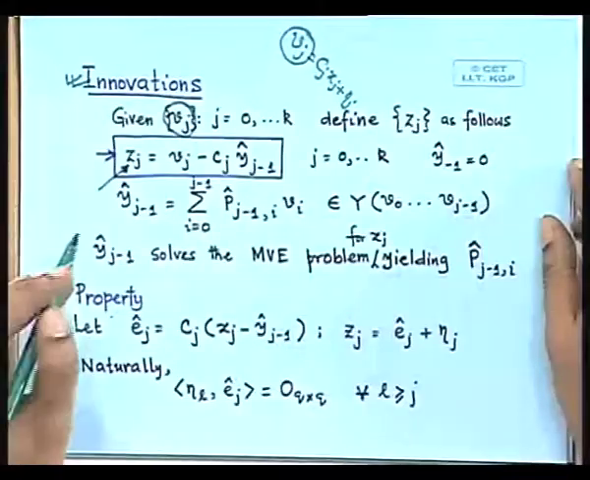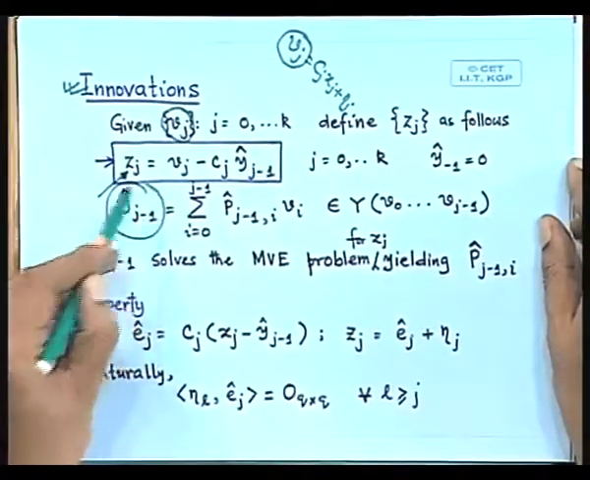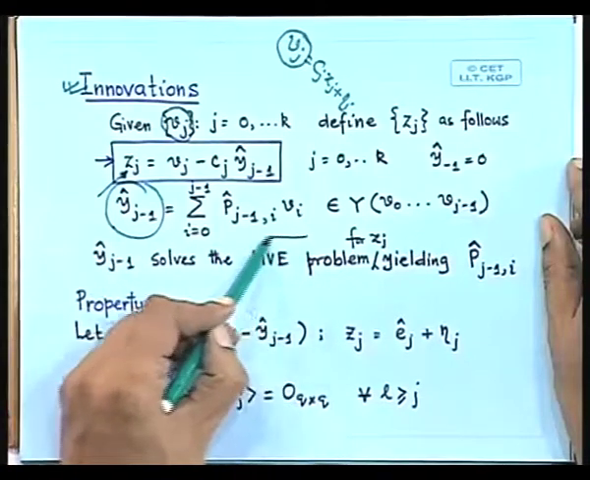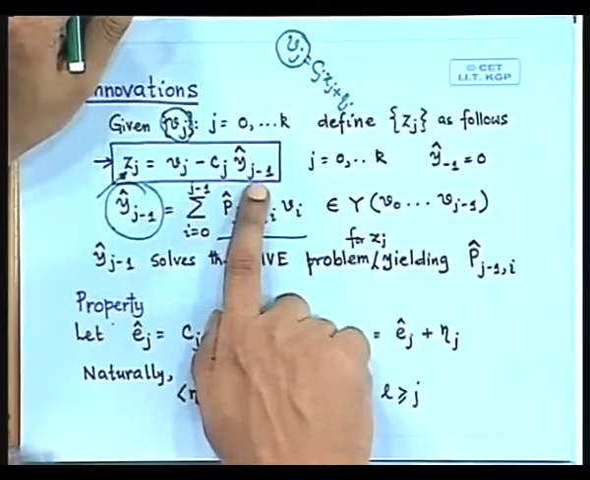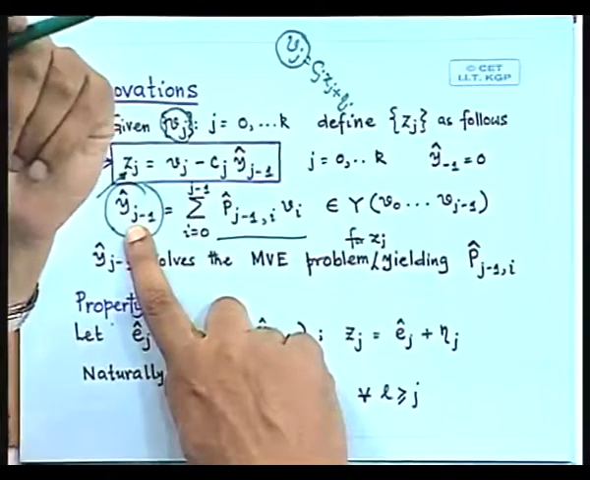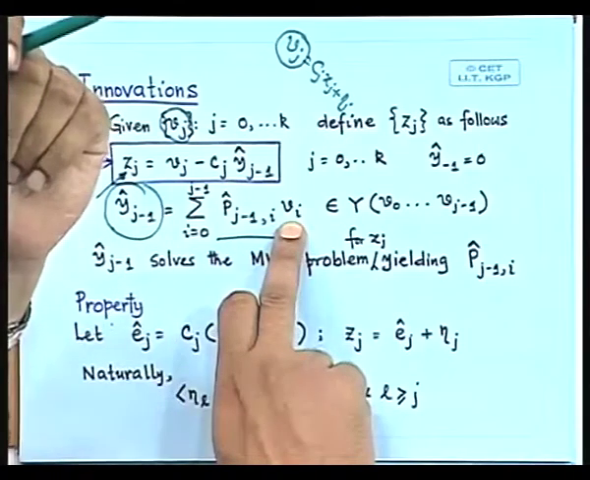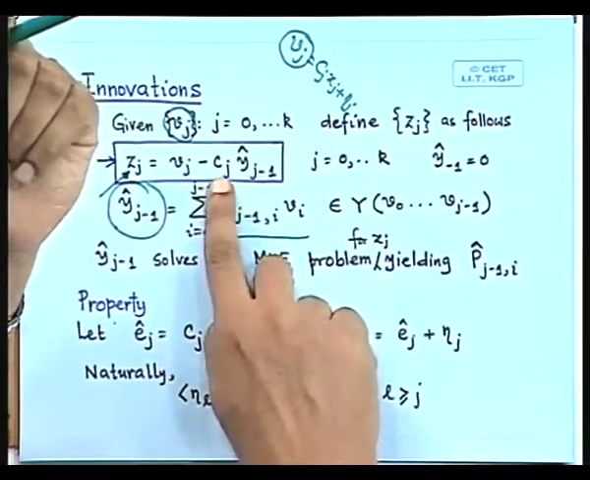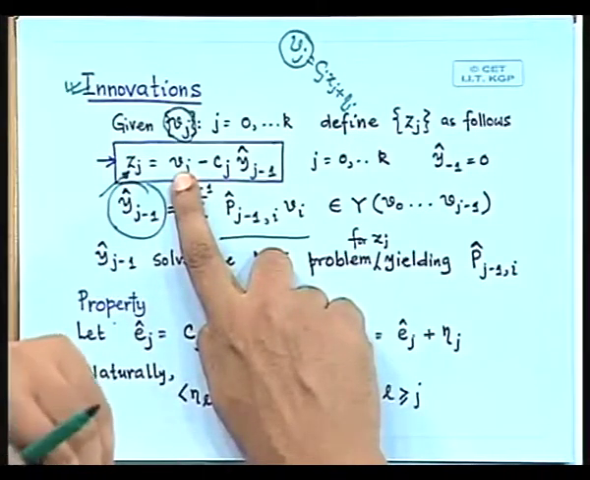But these Zj's have a nice property. What is that property? Now, obviously, what is this? This is the minimum variance estimate generated using Vi's. So what they are saying is that first take the minimum variance estimate of xj using vi, then see what is Cj xj, subtract it from vj, and you get what is known as the estimation error.